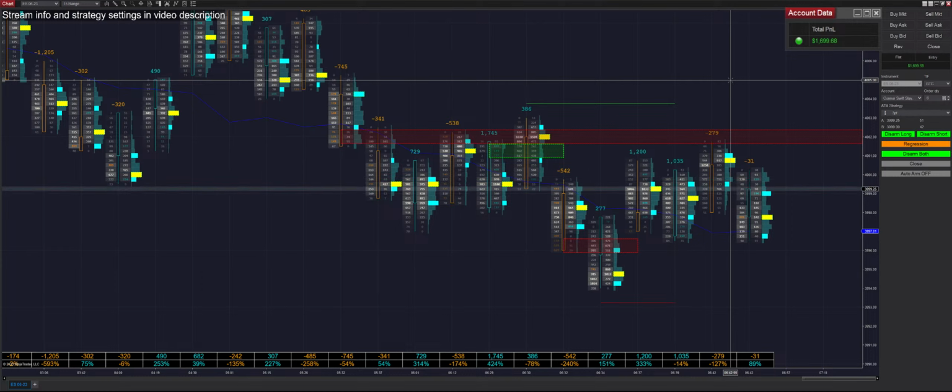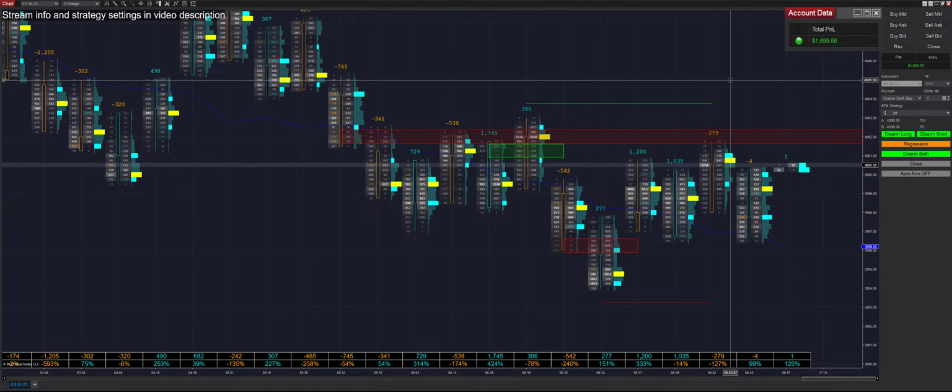Awesome. Super easy fill there. Now we're at $1,700 in profit. So that's some nice progress, especially since we were red just a couple of minutes ago.